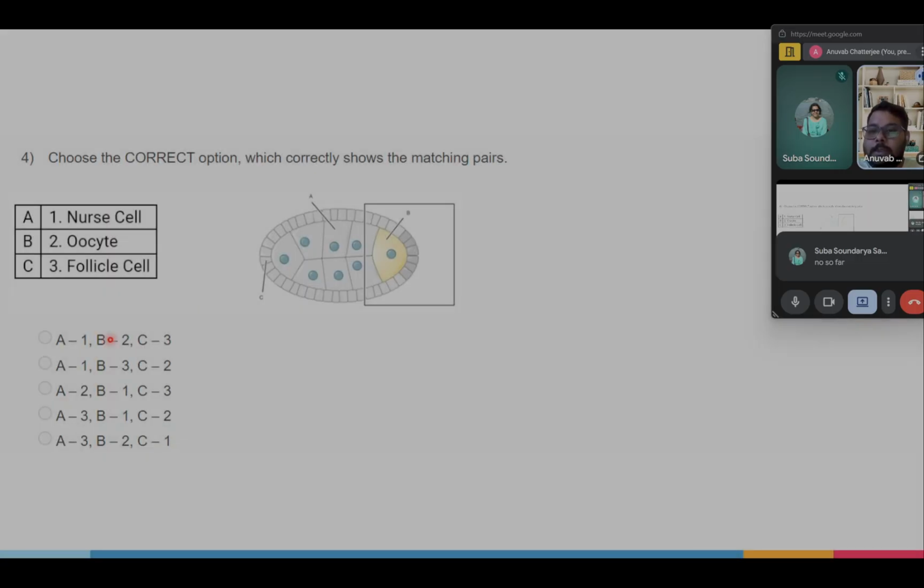Moving on. Choose the correct option which correctly shows the matching pairs. Here we have a developing Drosophila oocyte, and there are multiple different cells here, and we are asked what these A, B, and C specify. A, B, and C are the markings, and 1, 2, 3 are the particular cells they identify: nerve cell, oocyte, and follicle cell. So we have essentially a match-the-following kind of question. You have to choose A being what kind of cell, B being what kind of cell, C being what kind of cell. You can choose between A, B, C, D, and E, and put whatever you think is the correct option in the chat.